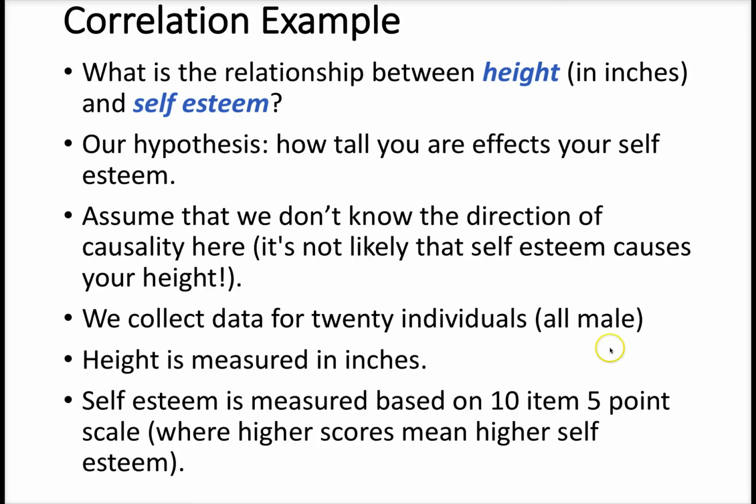Assume that we don't really know the direction of the causality here. It's not likely that self-esteem causes your height, right? Because height is an inherent trait that comes to you biologically. So if there is a relationship, we have to assume that it is going in that particular direction, but we're not going to assume that we know that direction.